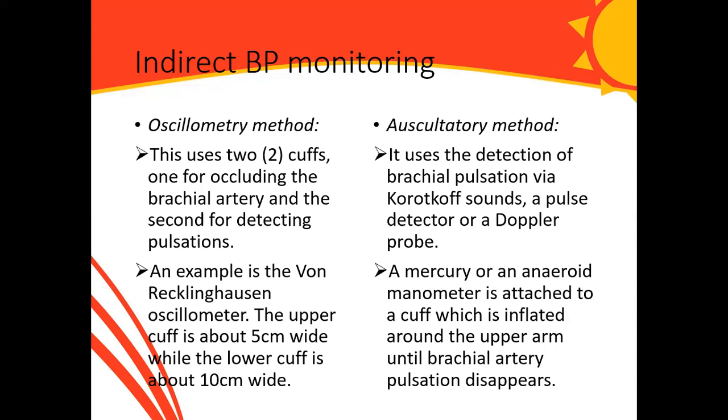The mercury manometer, your aneroid manometer, is attached to a cuff which is inflated around the upper arm until the brachial artery pulsation disappears. And you know how it goes. You slowly reduce it and you start hearing the first sound, which corresponds to your systolic. And when the sound disappears, that corresponds to your diastolic.